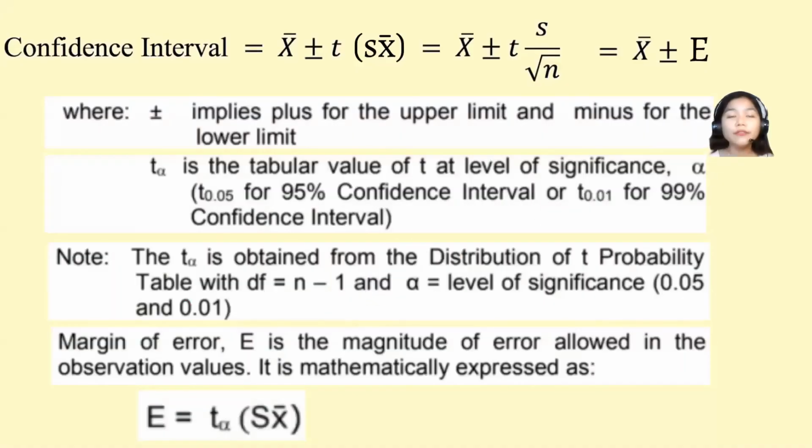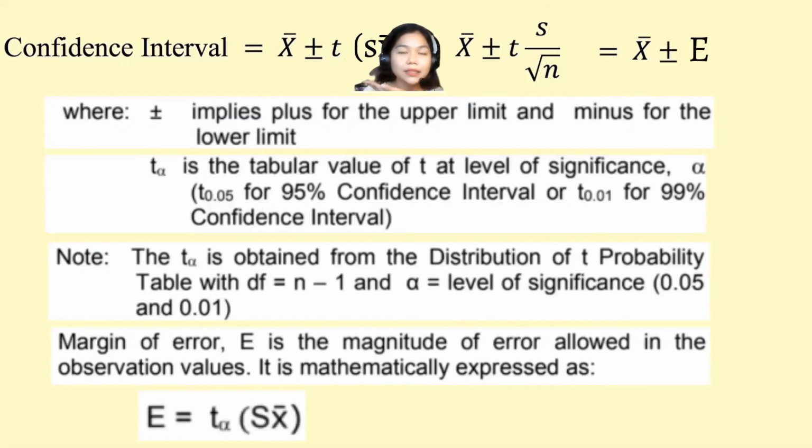So to compute for the confidence interval, we need to use this equation: mean plus minus T times standard error, or mean plus minus T times S over square root of N. Kasi ito po ay itong buong ito. Ito po yung pag-compute ng standard error. Or itong buong ito po, this is our margin of error.